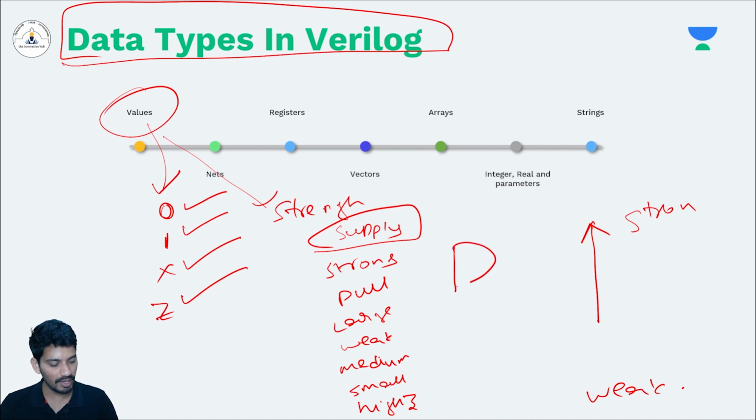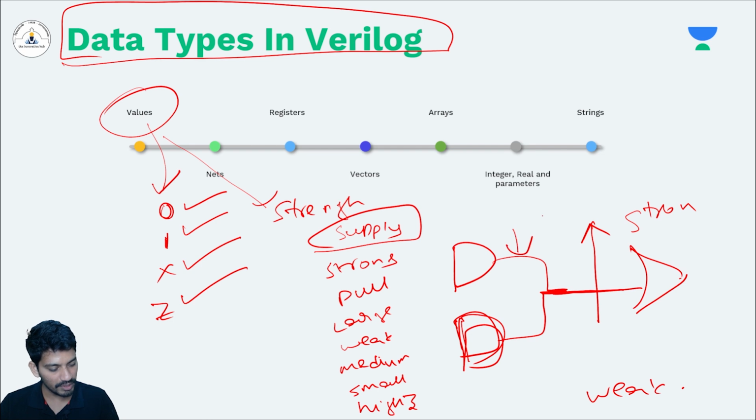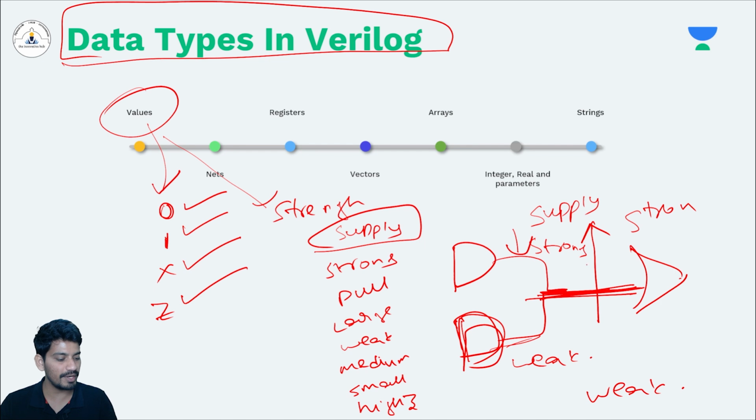Let's suppose you have two gates that are merging two signals and giving to a single node. In this case, if one of the inputs has strength of supply or strong, and the other input has strength of weak, what will happen? This node will be driven by the value with the highest strength. Let's say the value here is 1 and the value here is 0. Here, strong is the highest strength compared to weak, so the value will be 1 instead of 0.